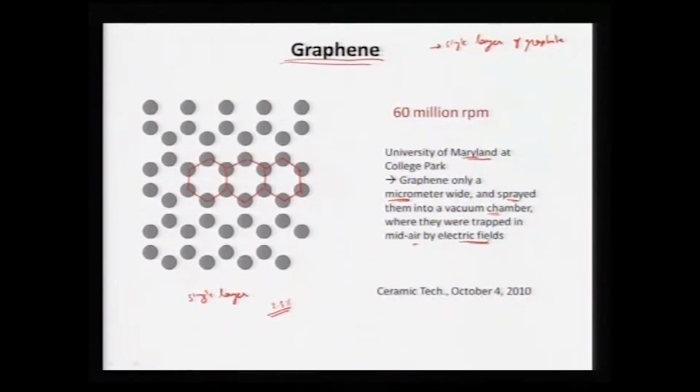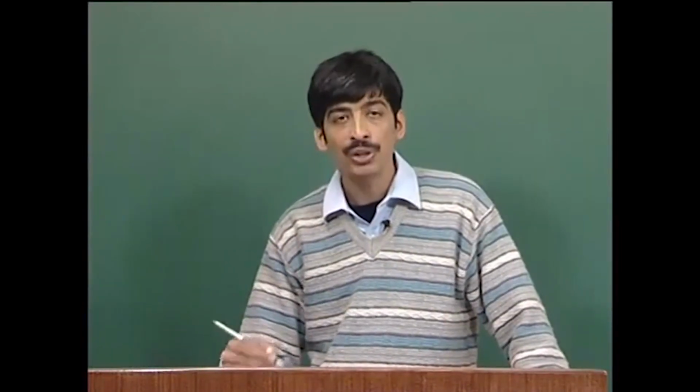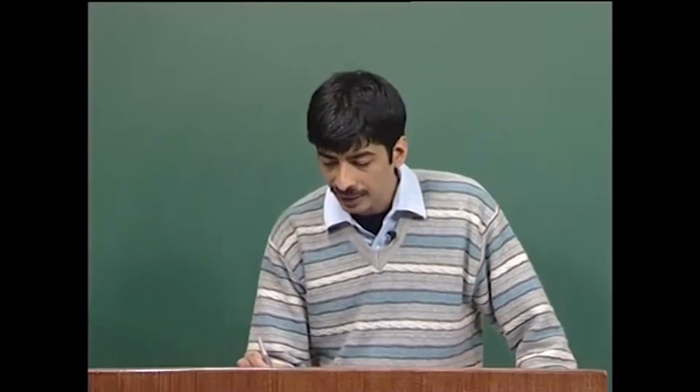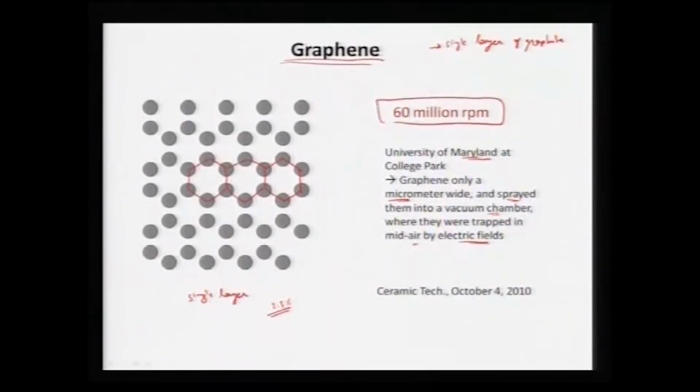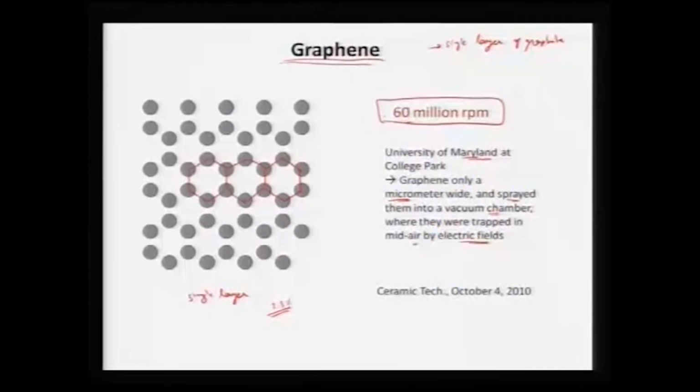So, once it is being held in the electric field in vacuum, it is kind of floating, and after it is floating, they have applied magnetic fields, and from that they have seen the rotation of this graphene, and it can rotate as high as 60 million RPM, which is the highest ever observed. So, that graphene layer is rotating at a speed of 60 million RPM.